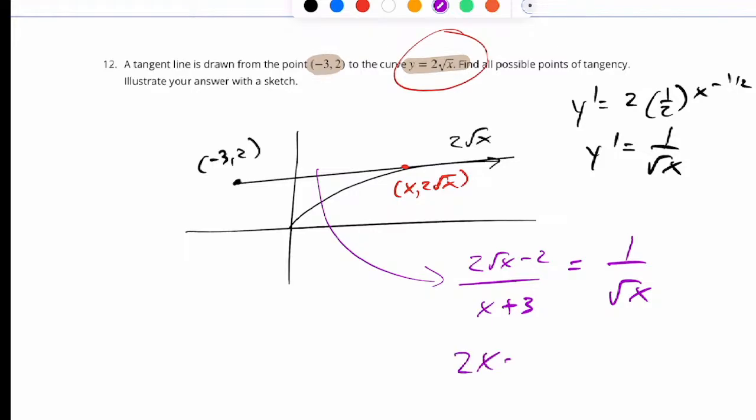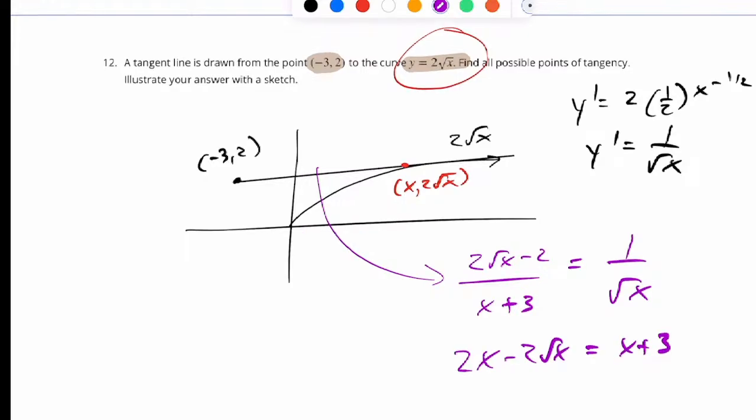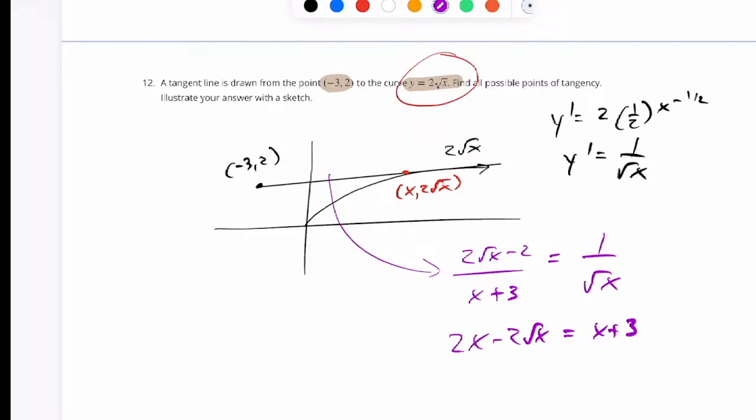So this is 2x minus 2 root x is x plus 3. Right? So this is number 12, guys. It's like the question where you find all possible tangent equations that cross through the point. They're wording it a bit differently, but it's the same idea. I think you're only going to get one here, though. Let's just see what happens.